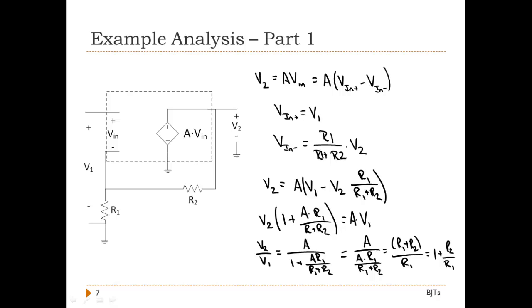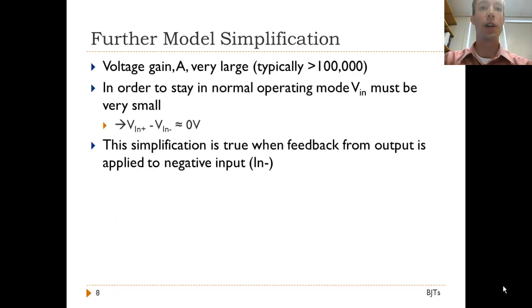While this model made analysis fairly straightforward, there is another simplification that can often be made that makes analysis even simpler. We already mentioned that the voltage gain A of an op-amp is very large, typically greater than 100,000. Due to this large gain, if the op-amp is to stay within the normal operating region, Vin, the potential difference between the two input ports, must be very small.